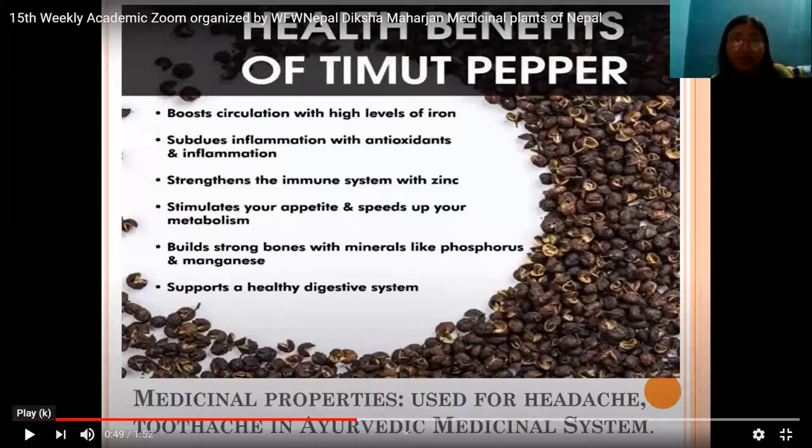So the health benefits we get from the steamer pepper, which is mostly used as an ingredient in Nepalese cuisine: it contains iron, which helps to boost circulation. It contains many antioxidants, which help to reduce inflammation and strengthen our immune system, as it contains zinc. It speeds up our metabolism and also helps to build strong bones, as it contains phosphorus and manganese. Another medical value it carries is that it helps with headaches also.